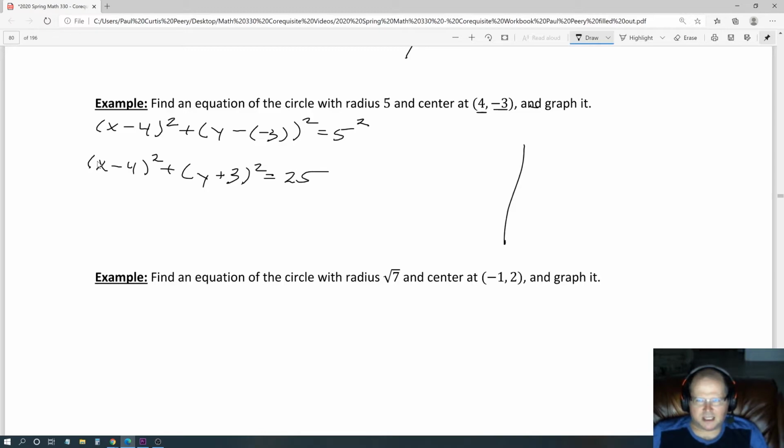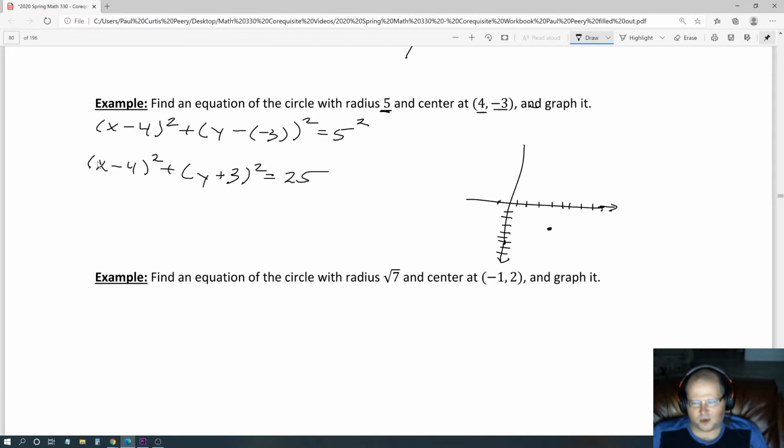So let's graph this. Notice that the center is at (4, -3). So 4 is over here: 1, 2, 3, 4. Negative 3 is 1, 2, 3 down. And the center's right here. Now from there, because the radius is 5, we need to go 5 in each direction. So from here it's 1, 2, 3, 4, 5. And then it goes down 1, 2, 3, 4, 5. Okay. So from here we're going to go 1, 2, 3, 4, and even 5 there.